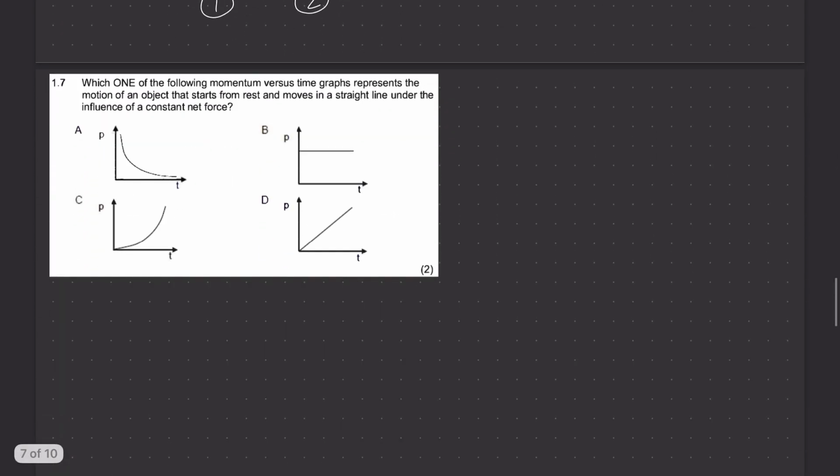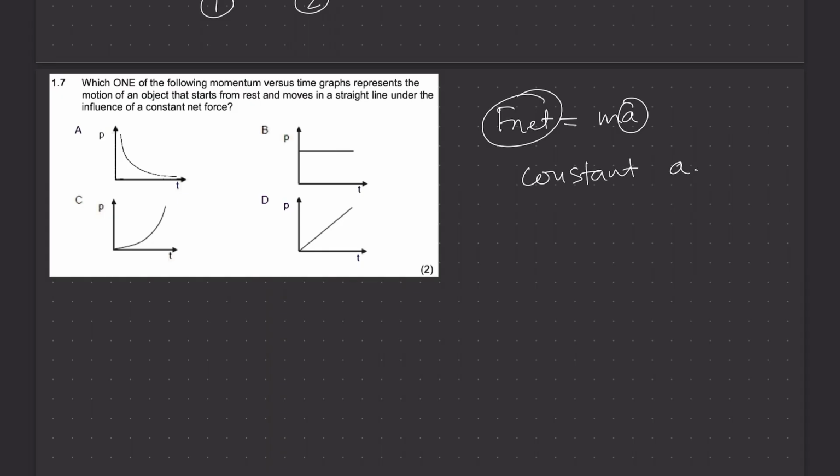Let's move on. Question 1.7. Which one of the following momentum versus time graphs represents the motion of an object that starts from rest and moves in a straight line under the influence of a constant net force? So if an object has a constant net force, we know F net equals ma, right? So a constant net force means a constant acceleration. It's going to be accelerating constantly.